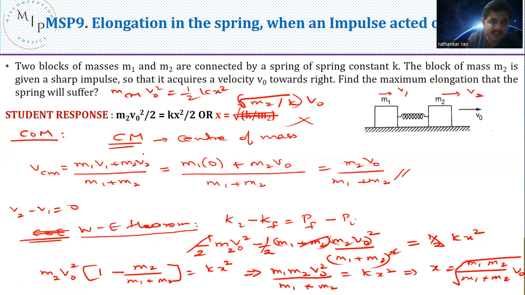So anyway, this is the straightforward approach to arrive at it. This method can be employed only when there is no friction here. There is no friction, and as a result of it, both of them are moving at the same velocity. I hope you understood this concept.